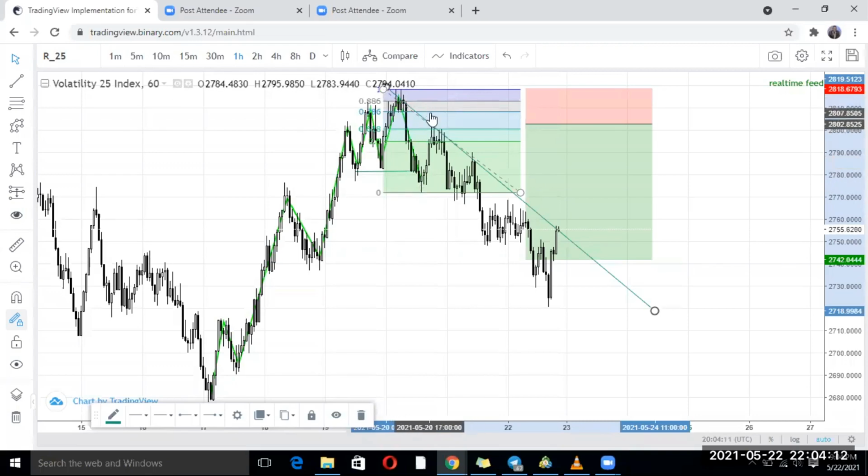Some might wait for 78.6, which is not bad, or 88.6. Sometimes market might make such a move to 78.6 or 88.6. I think there's also 94, but I think 94 is really tested. So we are using this.